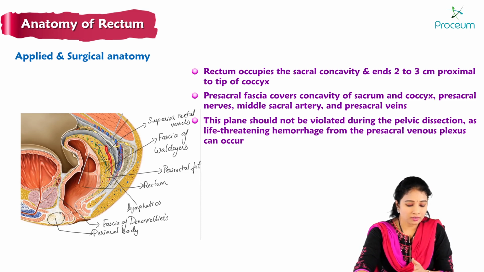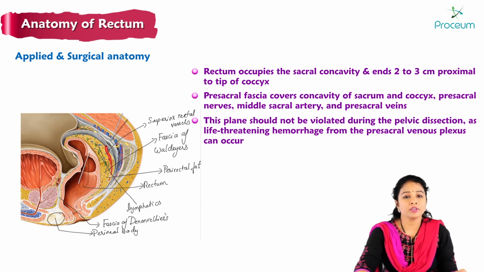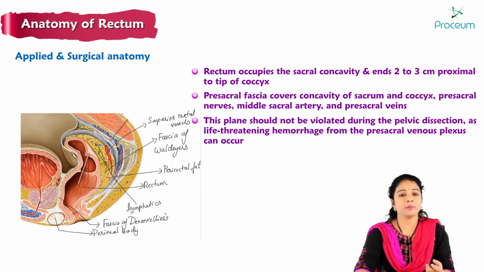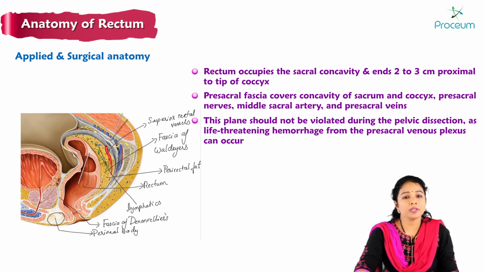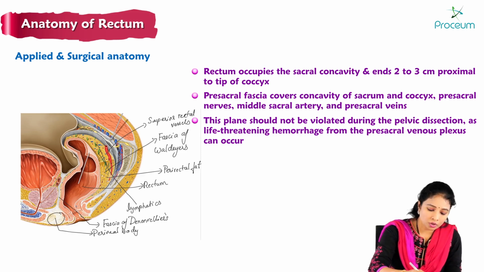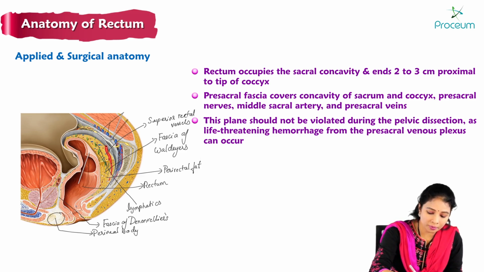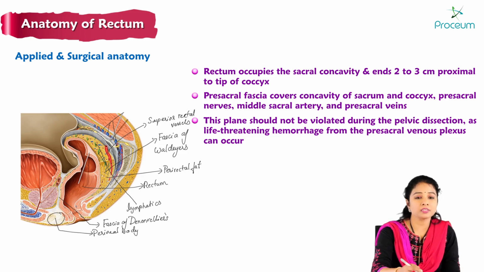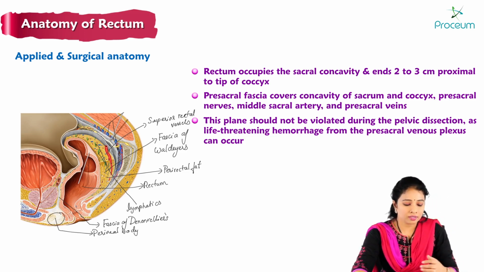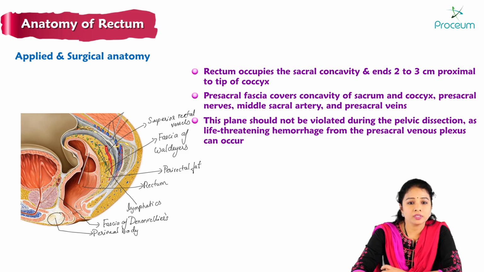So these are the structures which are present in the presacral fascia, which contains the loose connective tissue between the sacrum and the rectal wall. And this plane should not be violated during pelvic dissection, as life-threatening hemorrhage from the presacral venous plexus can occur. So we can see a lot of veins present in the presacral area, forming the presacral venous plexus. So these plexuses may rupture during removal of rectum. So that is the reason the surgeon should take utmost care of the presacral fascia.